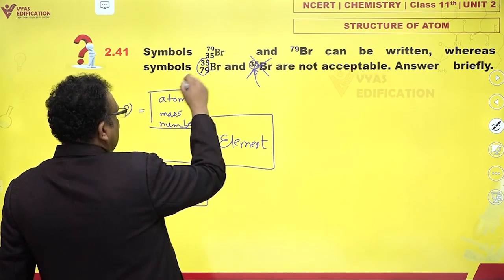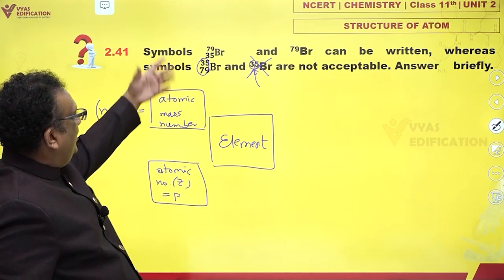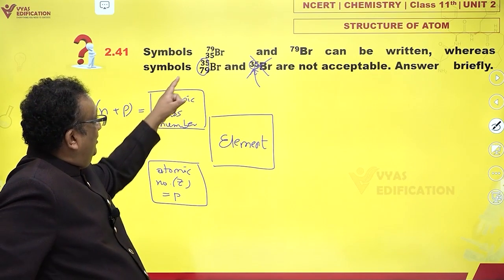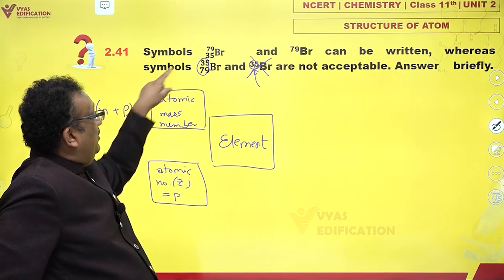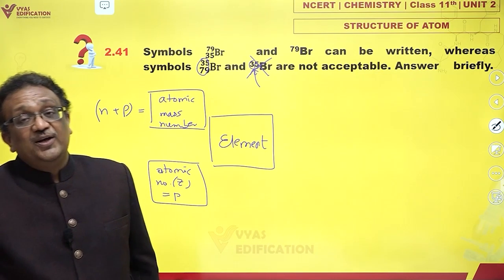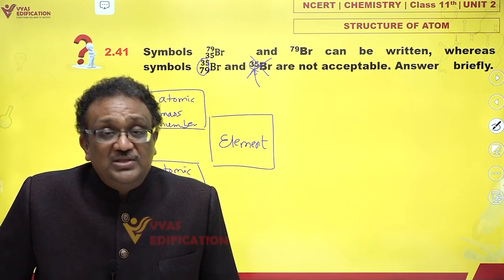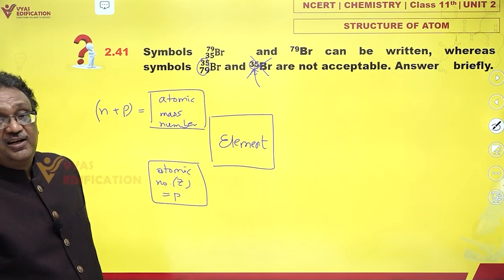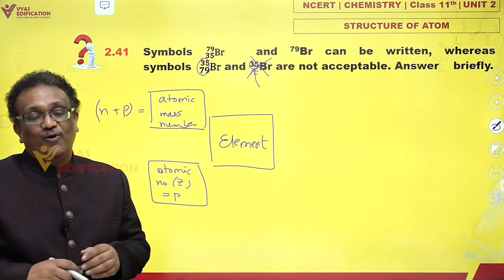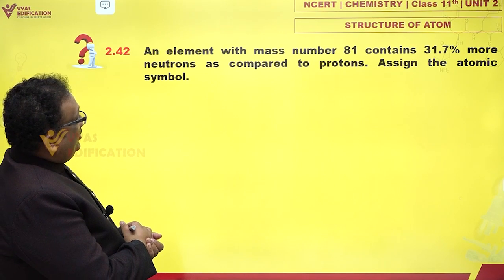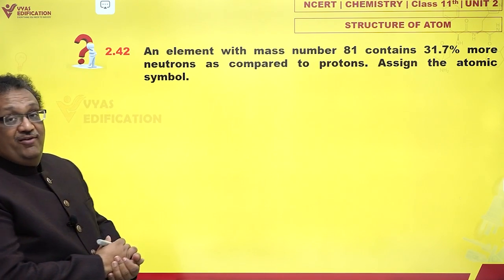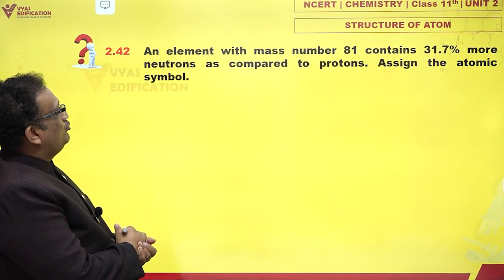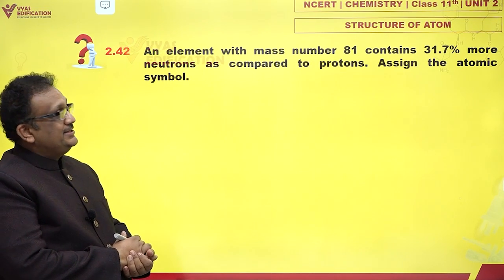Same here. You can't exchange and you can't write up and down things like this. The upper one has to be the atomic mass number and the lower one has to be the atomic number, because that is the standard convention, and in these symbols we have violated that convention. These are wrong options.